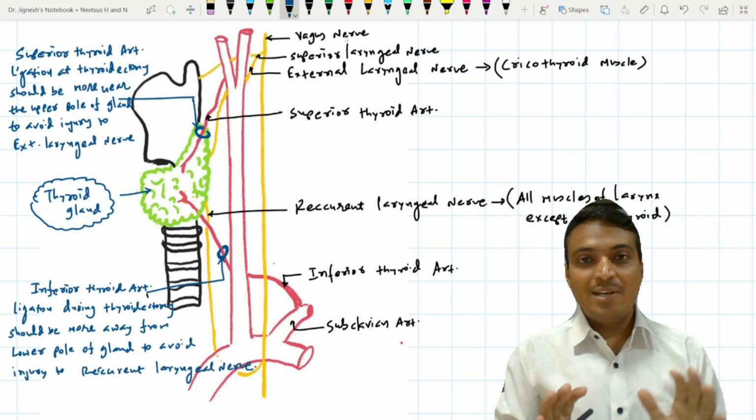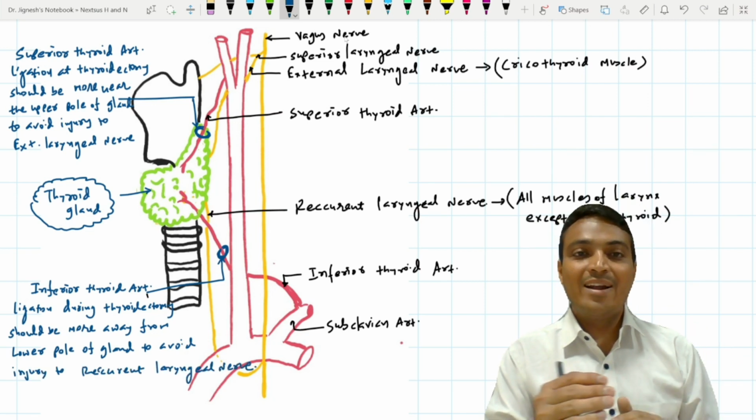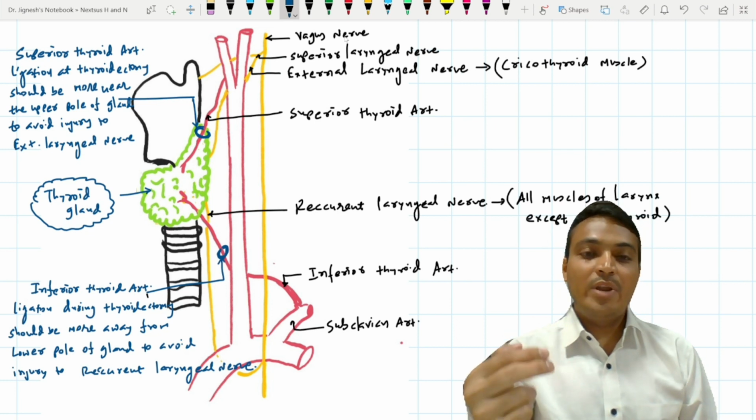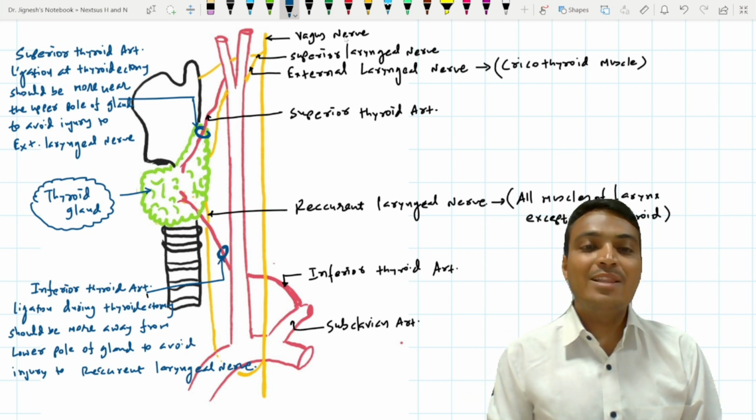So this is the very clinically important understanding regarding the ligation of the superior thyroid artery and the inferior thyroid artery during thyroidectomy.